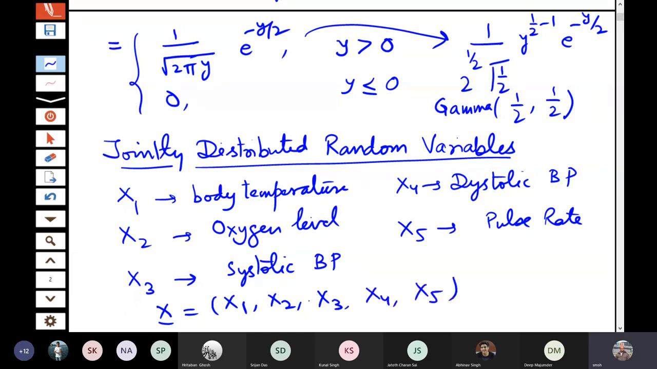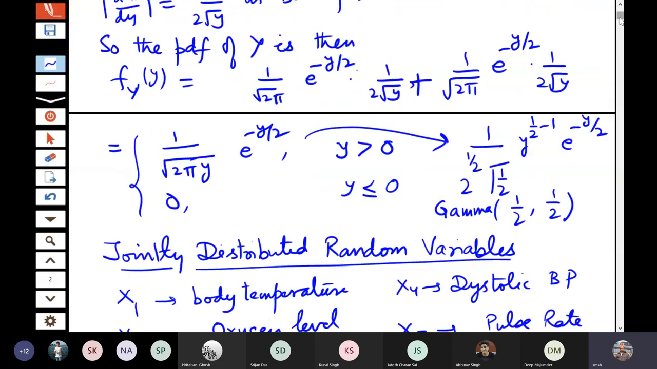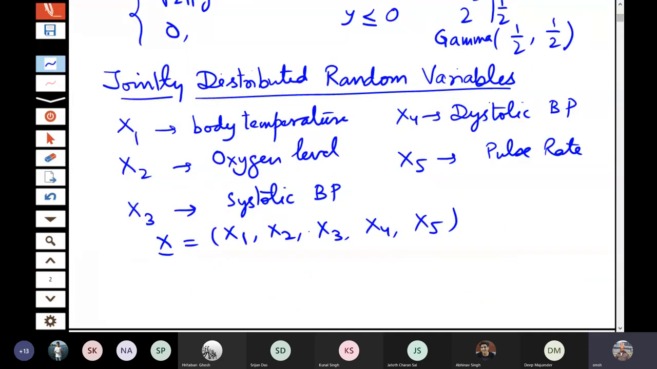And of course, each of them will vary depending upon their ranges. For example, blood pressure is measured in certain numbers, like 120 by 80, systolic and diastolic. The upper one ranges from say 110 to 140, and the lower one from say 60 to 90 and so on. Similarly, the pulse rate may vary from say 65 to 110 or something like that.